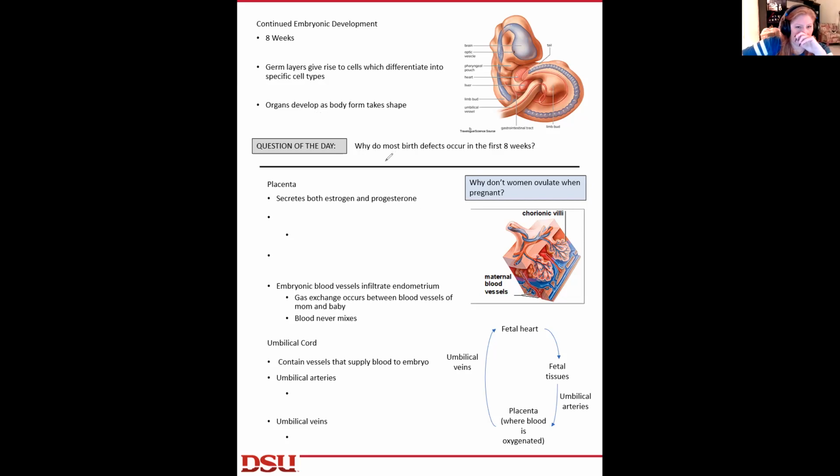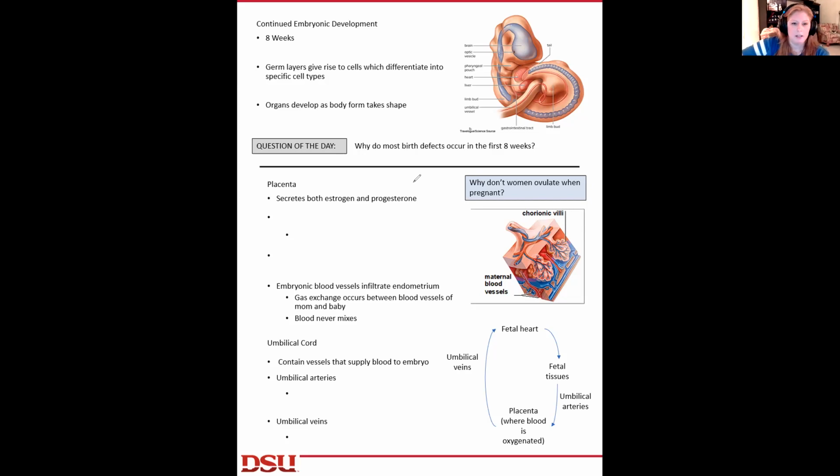Question of the day: why do most birth defects occur in the first 8 weeks? That's because this is really when the body systems start to develop. And so if there's going to be issues with body systems, it'll happen during this time frame. After that, it's mostly just growth that takes place after that 8-week mark, growth and continued development.